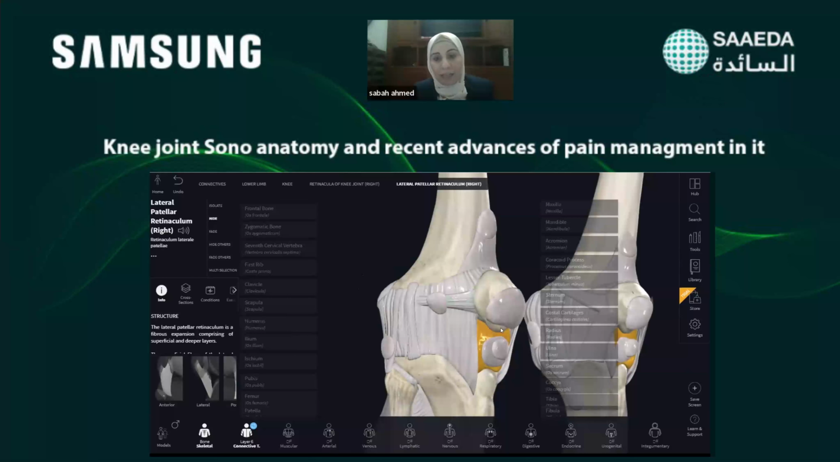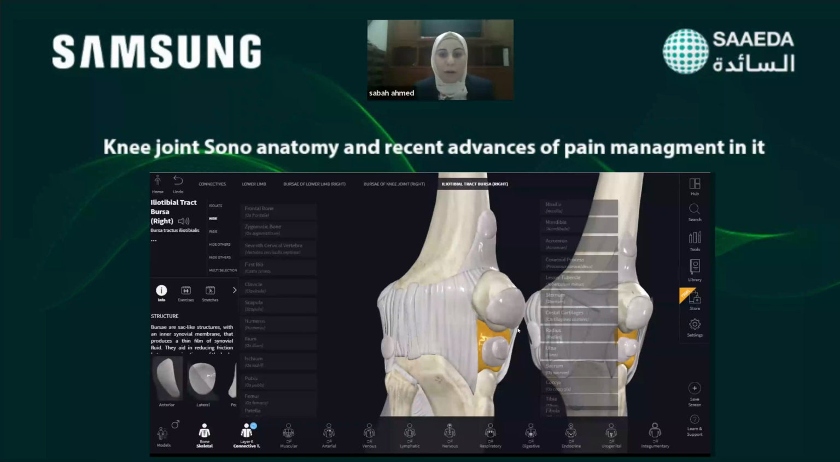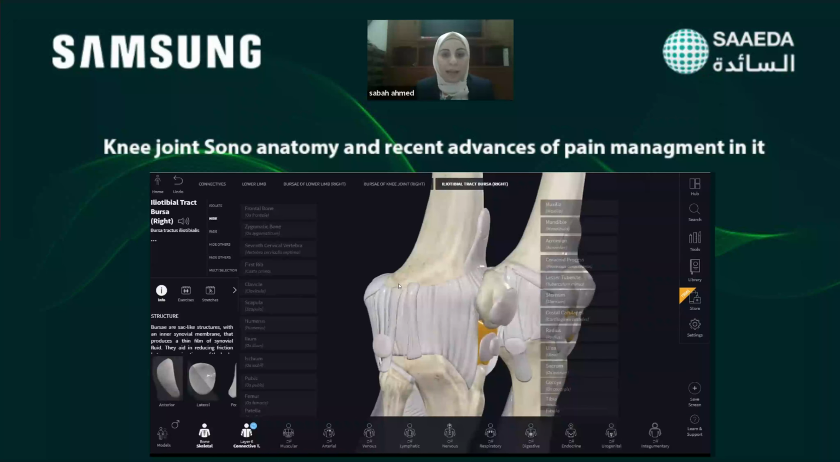So if we hide this, the second layer also continues from the patella toward the lateral part of the femur. This is the lateral patellofemoral ligament, and the bursa related to it. And also there is the patellotibial ligament. At the medial side, we said that the medial collateral ligament continues from the femur toward the tibia. But here, the lateral collateral ligament, as we see here, continues from the femur toward the upper part of the fibula. So this is the lateral collateral ligament.